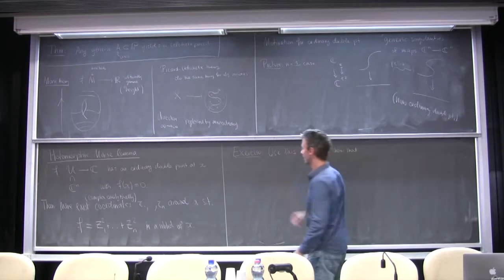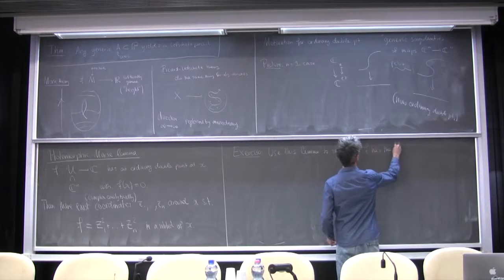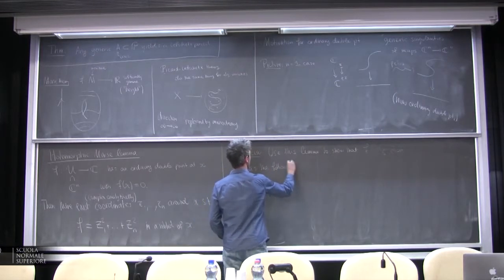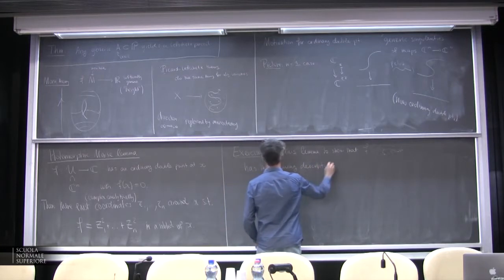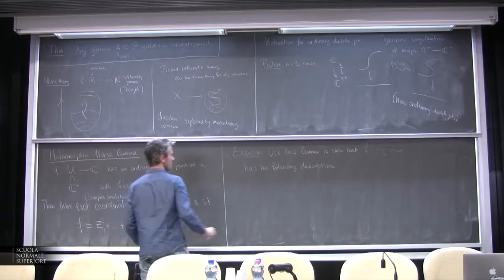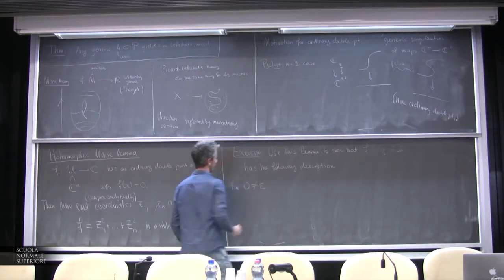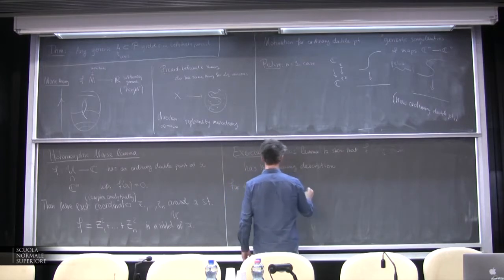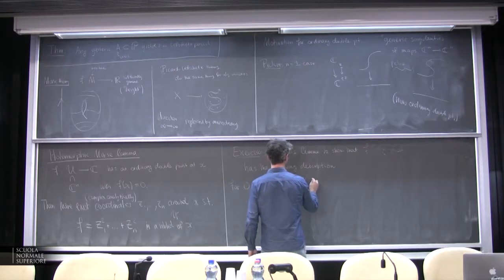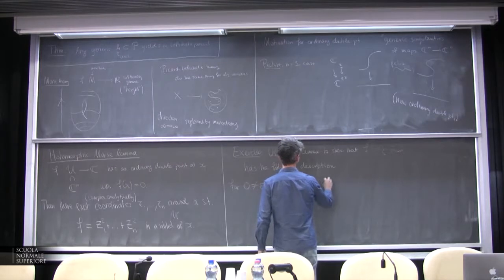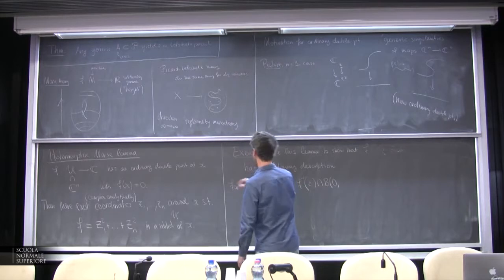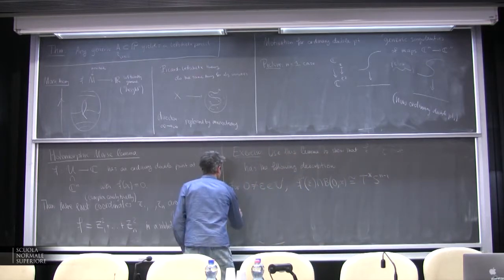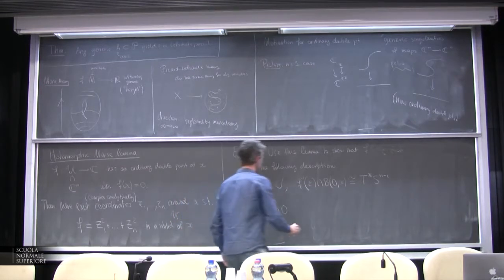Use this lemma to show that F has the following local description. So let's call this neighborhood U prime. For epsilon not equal to 0 in U prime, F inverse of epsilon intersected with a small ball around x is isomorphic to P star. And as epsilon goes to 0, we get the singular fiber.